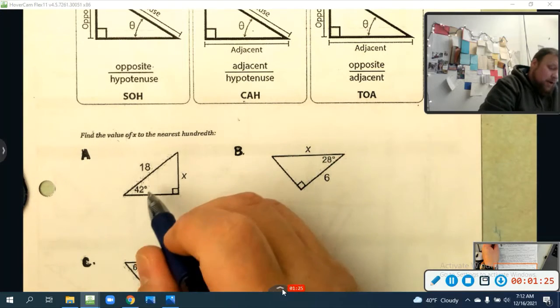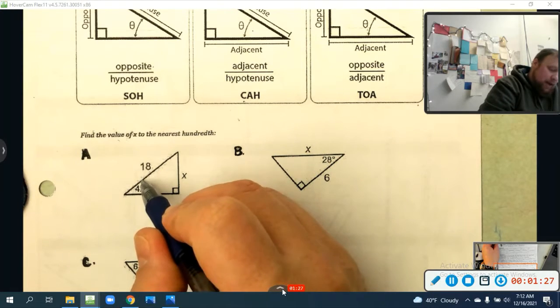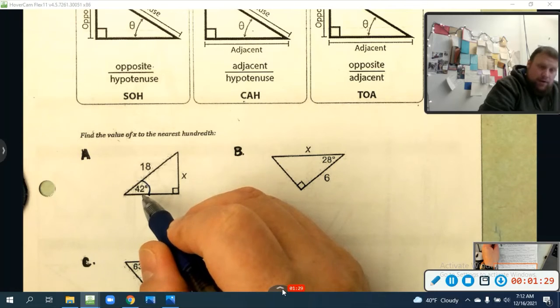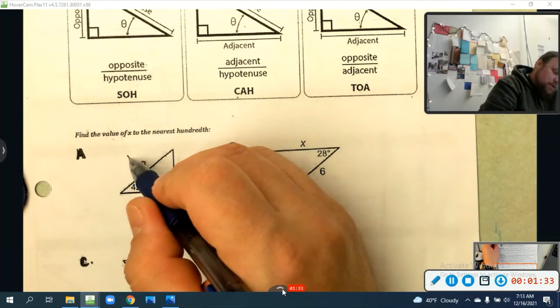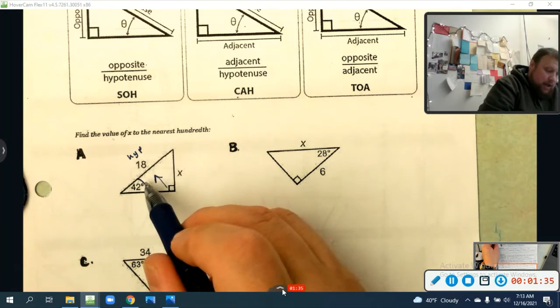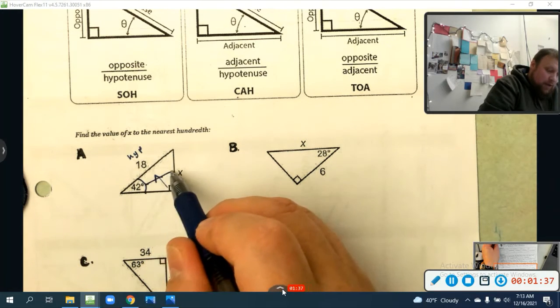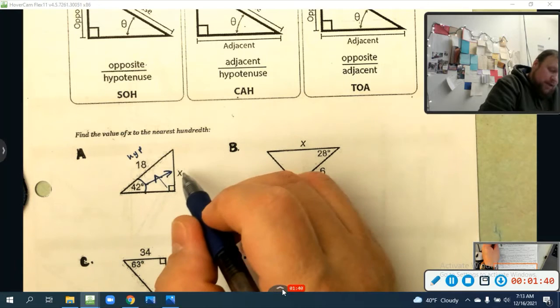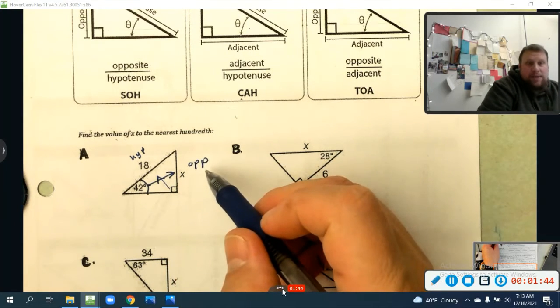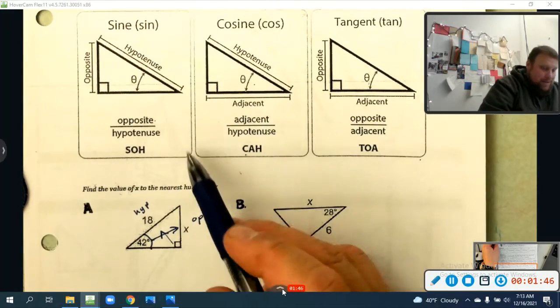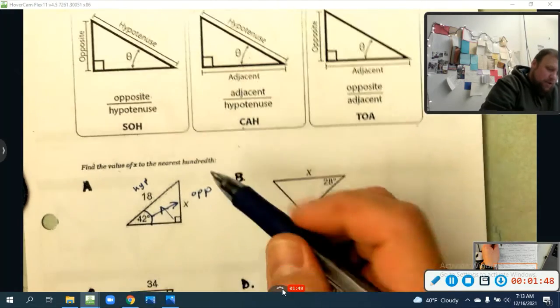I have my angle theta, which is 42. I see the hypotenuse, which is directly across from the right angle, so this is the hypotenuse. And then what letter do I have? It's directly across from theta, so that means this is the opposite. Which one of these uses opposite and hypotenuse? We look up here, it's sine. Sine is opposite over hypotenuse.